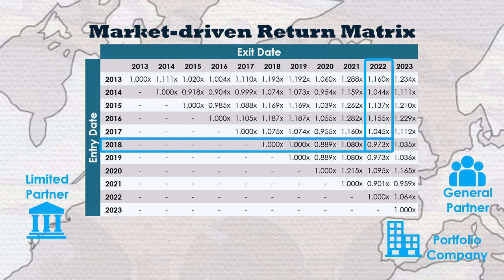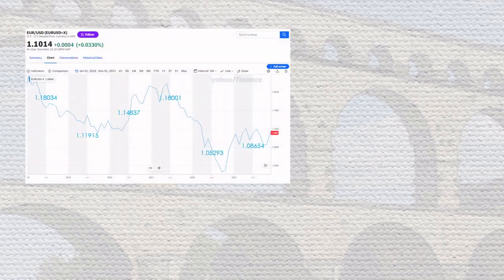In this video, we'll show you how to quickly separate the market versus manager return for a whole portfolio of deals and then convert these multiples into IRRs. Okay, first we need the market data. Foreign exchange rates are accessible on the web. For this example, we use the EUR-USD quote, which is the amount of USD that's exchanged for each euro.